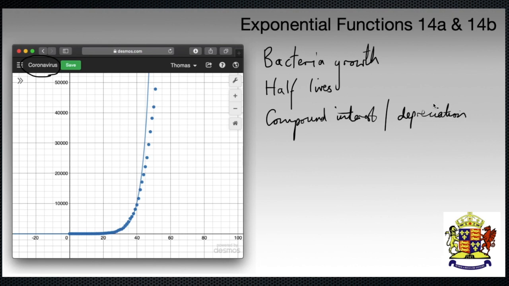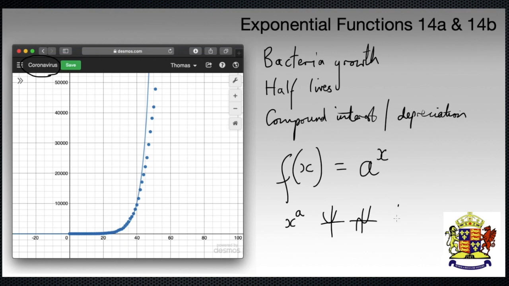Okay, so you've seen this idea before, and what we're going to be focusing on is a function f of x which looks like this: a to the power of x. So you're quite happy with functions which are x to the power of something, x to the power of a. So you may have had x squared, so quadratic, or a cubic, x to the power of 3, perhaps even a quartic. Okay, but it's a to the power of x.